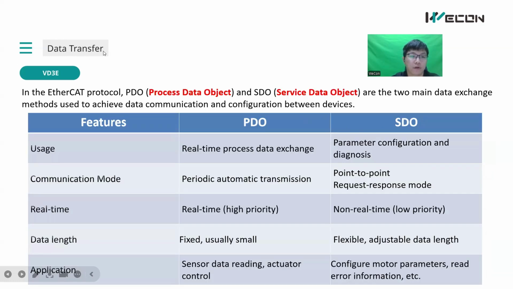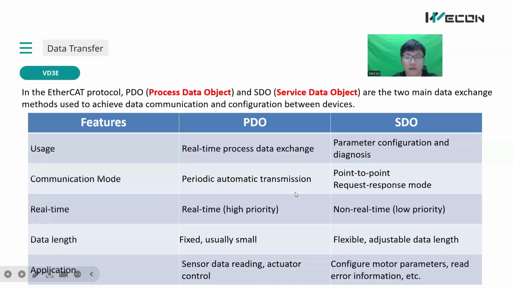And the data transfer. So for now we know in EtherCAT we have a master and many slaves. So how does the data transfer between the master and the slave? Usually we have these two methods to transfer the data. We call them PDO and SDO. And here I have a table to show the difference between PDO and SDO.